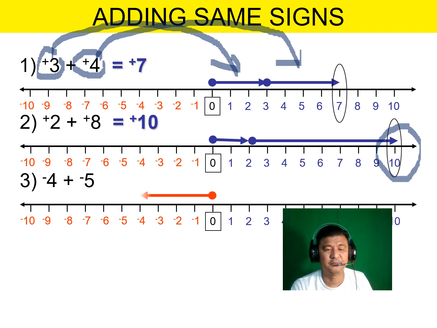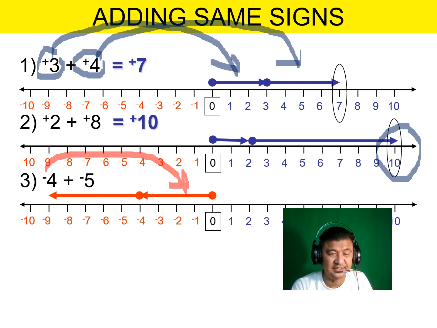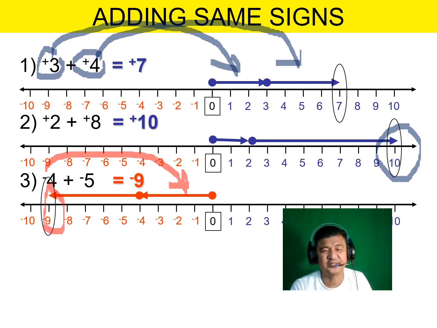So start with the number line, negative 4. This is your negative 4, to the left because it's negative. And then another negative added goes to the left again. 1, 2, 3, 4, 5. Take note, we're counting the spaces. So where are we now? We are now at negative 9. Take note of the answers and look for patterns.